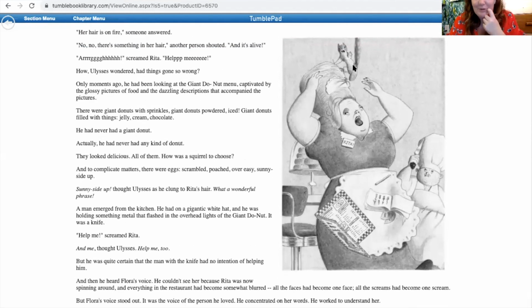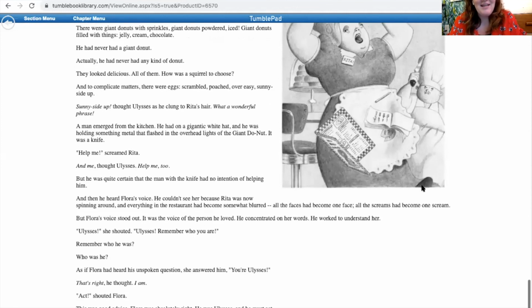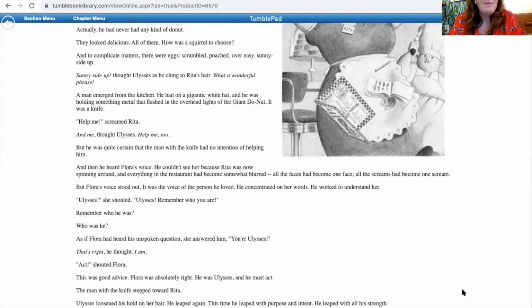And then we have Ulysses in Rita's monstrous hair, and we see her giant all caps name tag, and someone's coming. A man emerged from the kitchen. He had on a gigantic white hat, and he was holding something metal that flashed in the overhead lights of the giant donut. It was a knife. Help me! screamed Rita. And me, thought Ulysses. Help me too! But he was quite certain that the man with the knife had no intention of helping him.